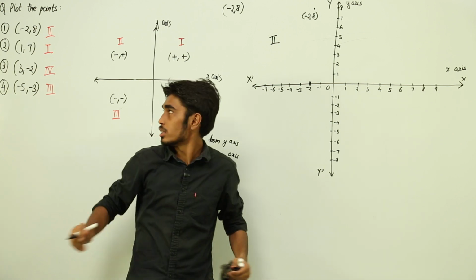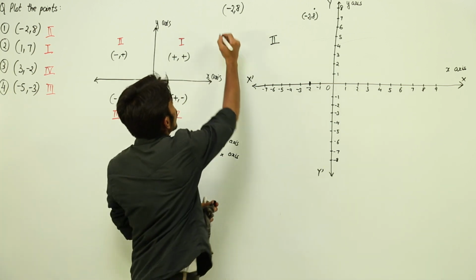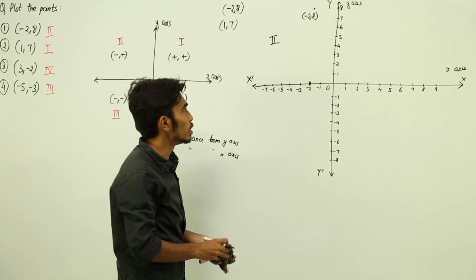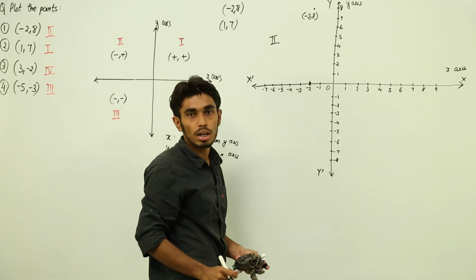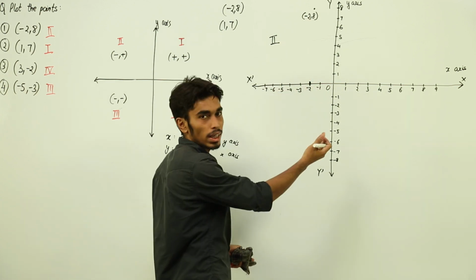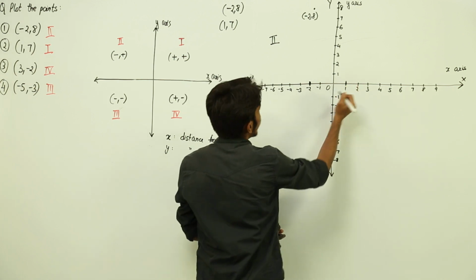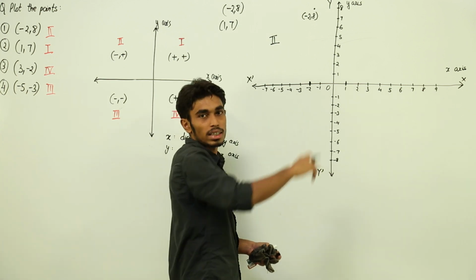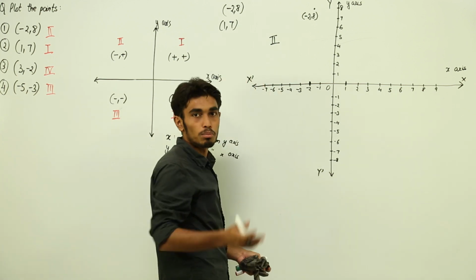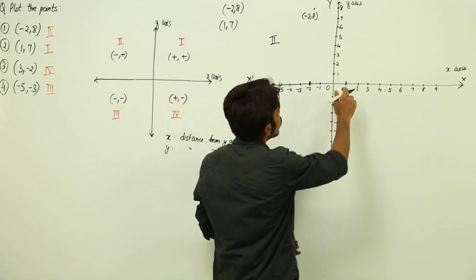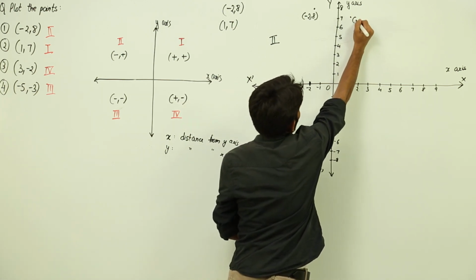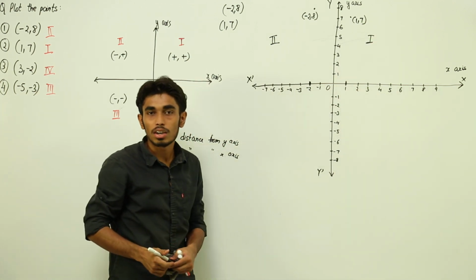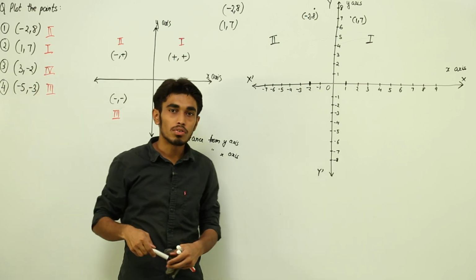Now the next point is (1, 7). I can say that the distance from the y-axis will be equal to 1. This is our y-axis, so the distance will be 1, and because it is positive, it will be towards the right. And 7 means distance from the x-axis. Because it is positive, we move 7 units upward, so this will be somewhere here. This is our point (1, 7), and as we can see, it lies in the first quadrant, so this confirms that (1, 7) lies in the first quadrant.